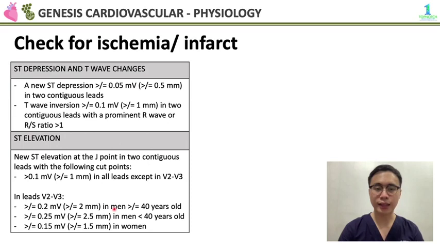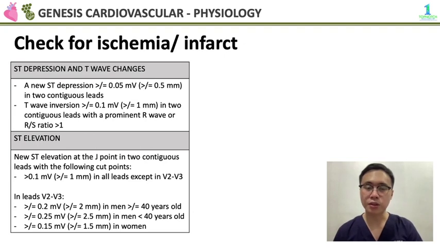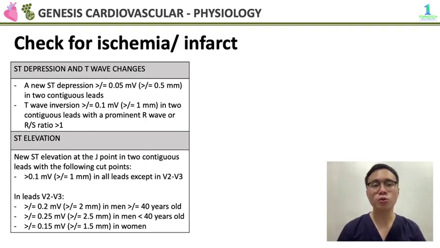So what is our cutoff? It depends on the age, and it will also depend on the sex. For men more than 40, it's more than 2 millimeters. For men less than 40, it's more than 2.5 millimeters. For women, slightly lower, more than 1.5 millimeters. Again, it's higher than the usual cutoff for the other leads.